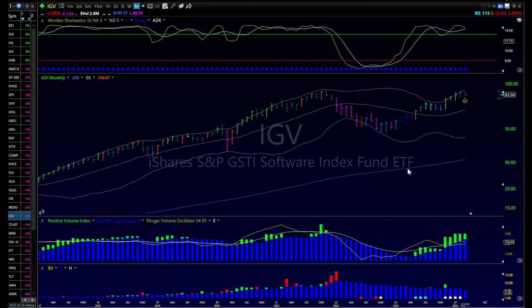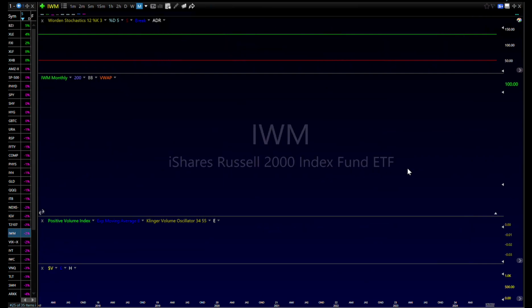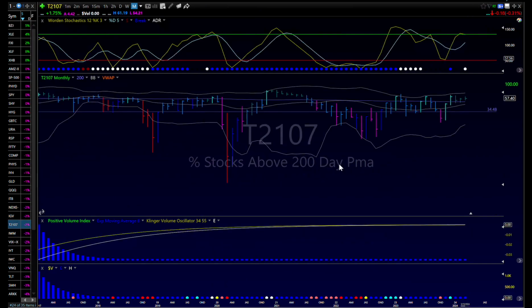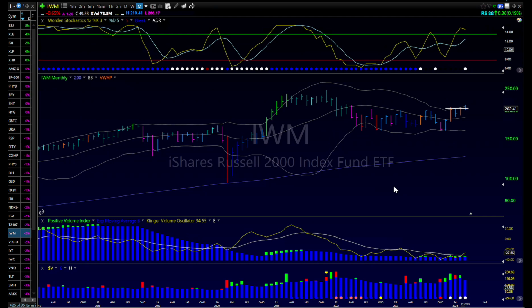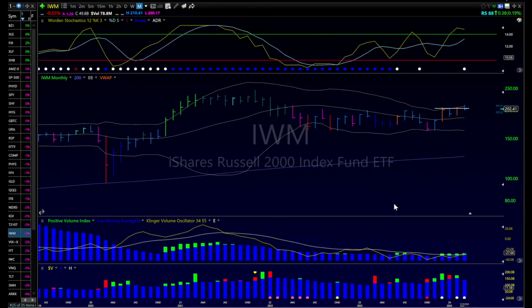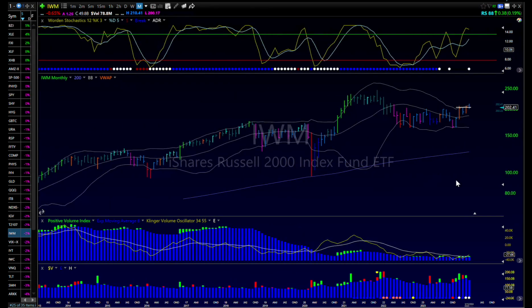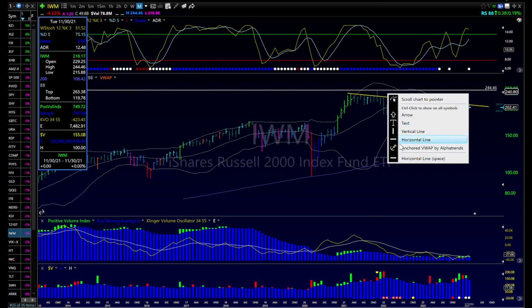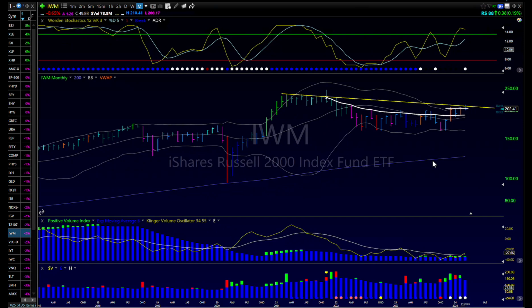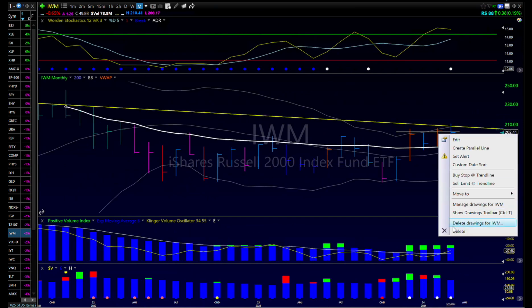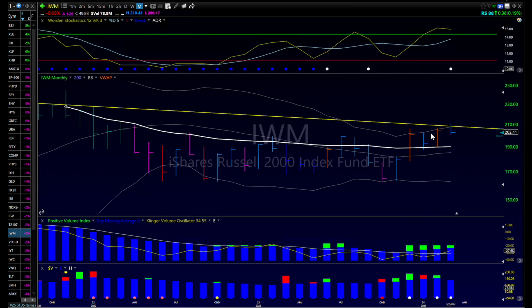Software. T2, so this is stocks above the 200-day moving average. IWM. Are we going to get a breakout in this? I don't know. Could it also be a lower high from here? Let's get anchor VWAP. Let's delete that. Yeah, there's really not much going on here.